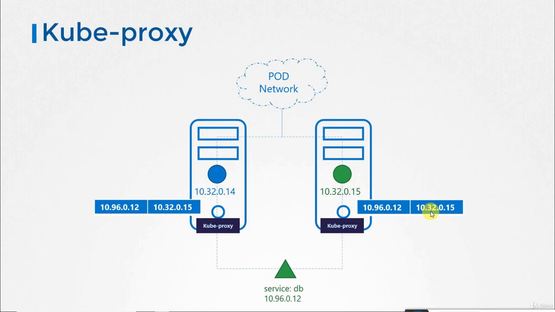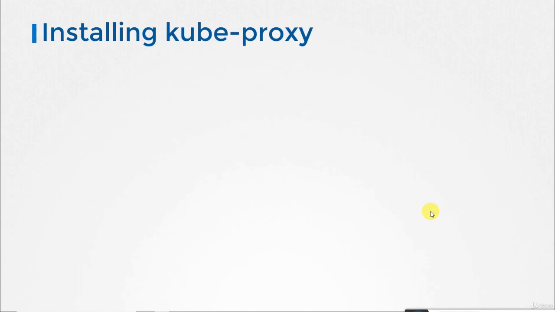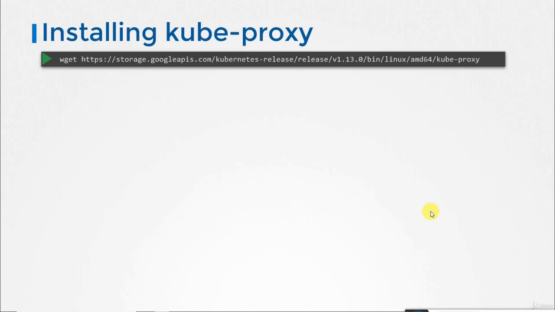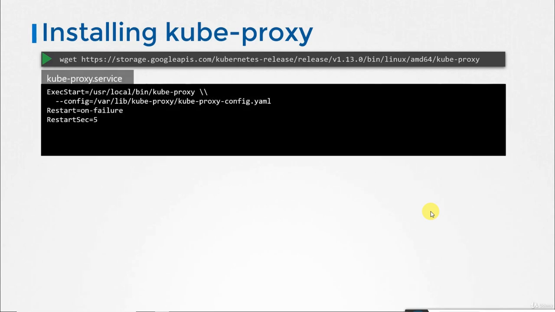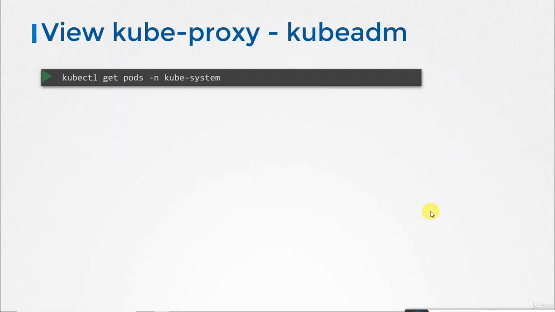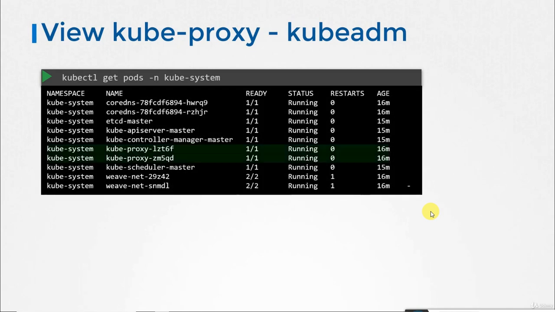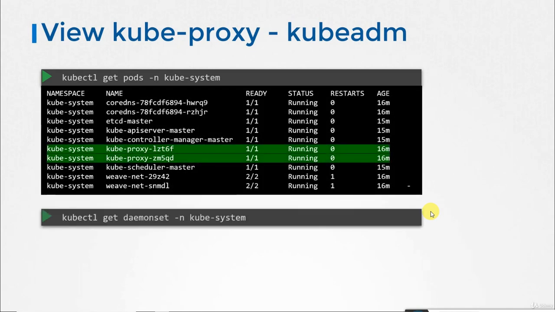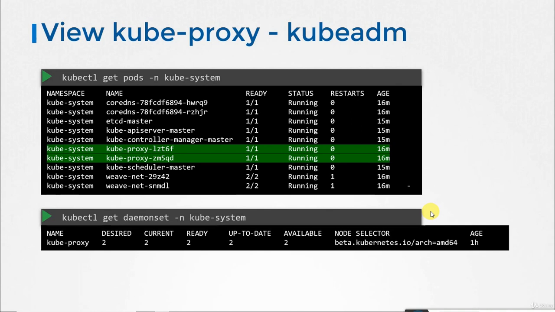We will now see how to install kube-proxy. Download the kube-proxy binary from the Kubernetes release page, extract it, and run it as a service. The kubeadm tool deploys kube-proxy as pods on each node. In fact, it is deployed as a daemon set, so a single pod is always deployed on each node in the cluster. Well, if you don't know about daemon set yet, don't worry. We have a lecture on that coming up in this course.